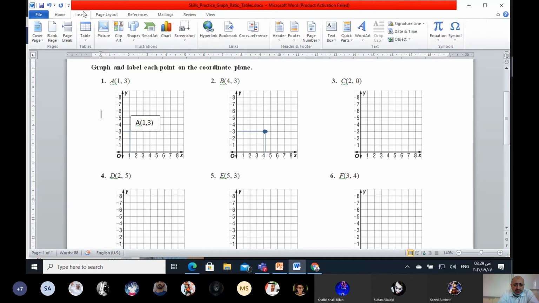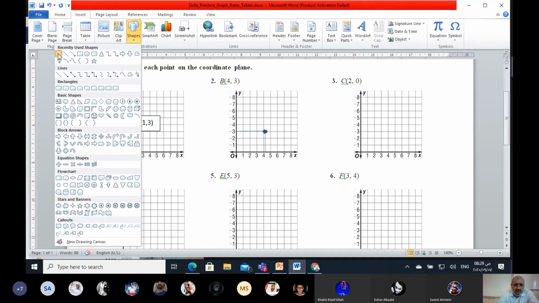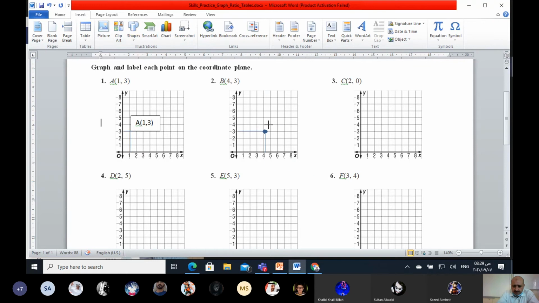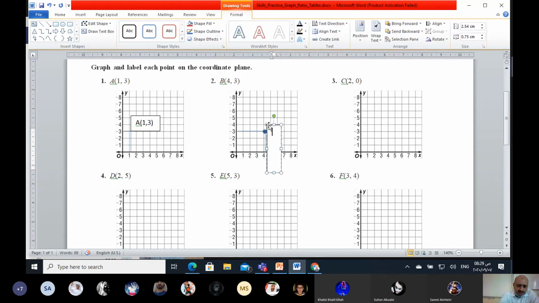And the name of this point is P. 4 in the x, 3 in the y. Now try to represent this point C, 2, 0 inside the coordinate plane.